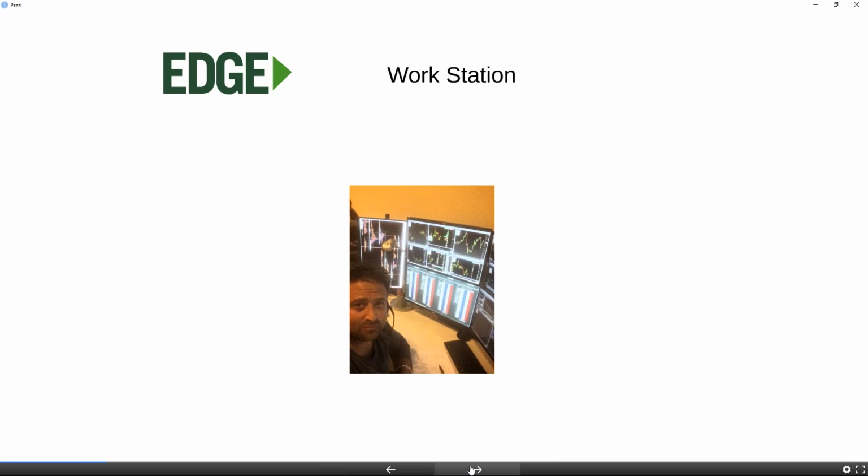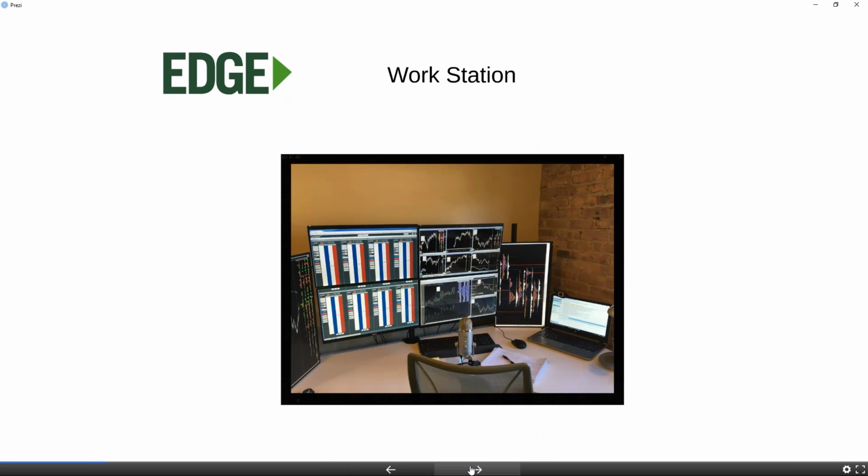So just so you know, this is my workstation. That's me in front of it. That's me without being in front of it. You don't have to have an elaborate workstation like this. I just think that you need more than a postage stamp laptop that a lot of people try to trade on. So you need something more than one or two monitors.